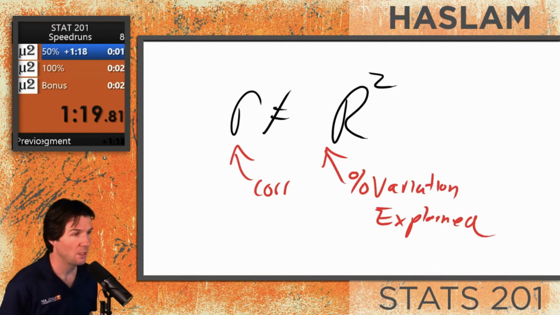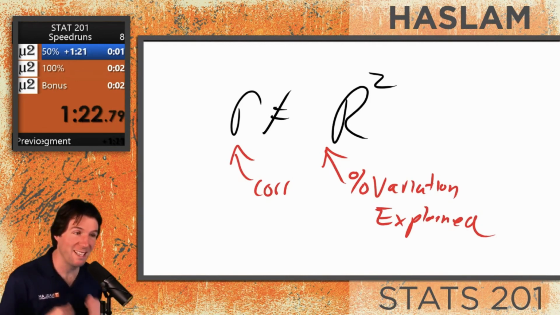So if you square root it, you do get R. But R squared is not R. It's not R.